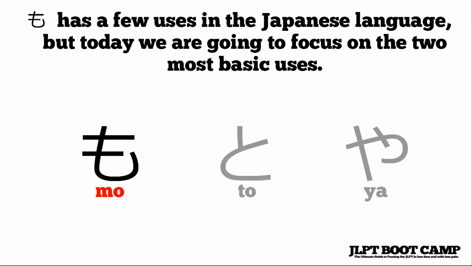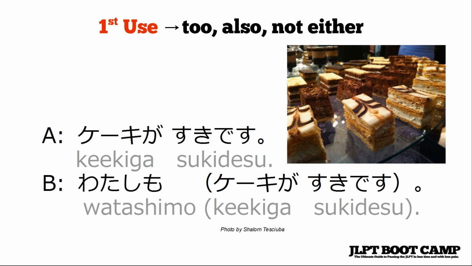Mo has a few uses in the Japanese language, but today we're going to focus on the two most basic uses, the uses that are covered for the N5 level. The first use just has a basic meaning of too, also, not either. So for example, if you look at this conversation, keiki ga suki desu, I like cake. B responds watashi mo. That's all they need to respond with, and that basically means me too. I like cake too. Of course, the full sentence is watashi mo keiki ga suki desu.